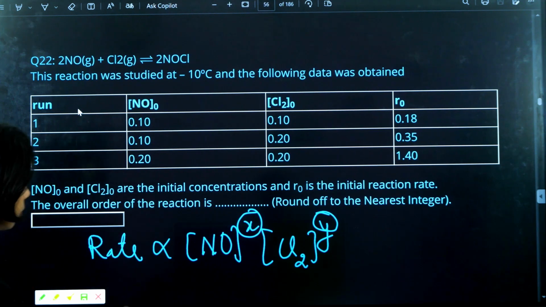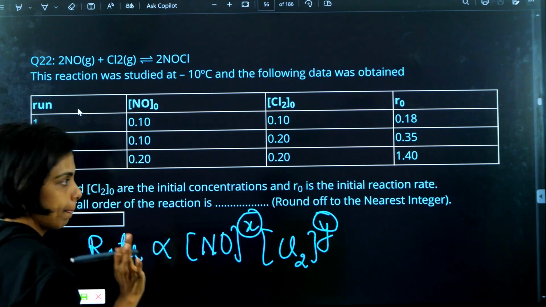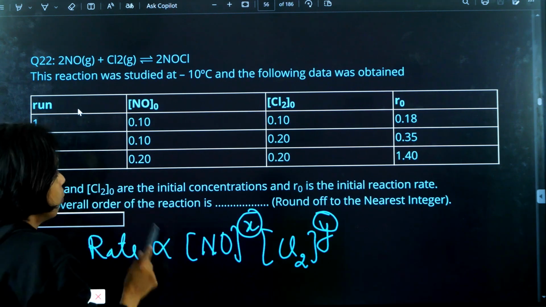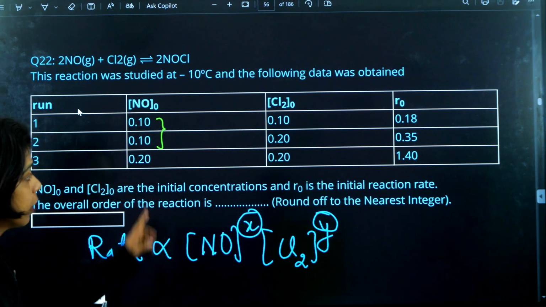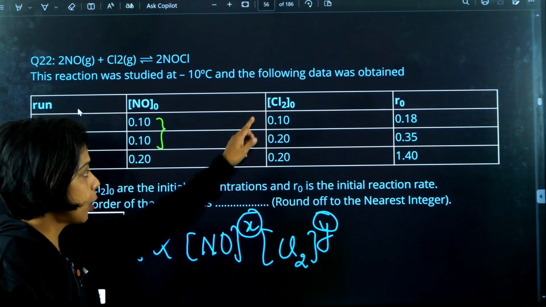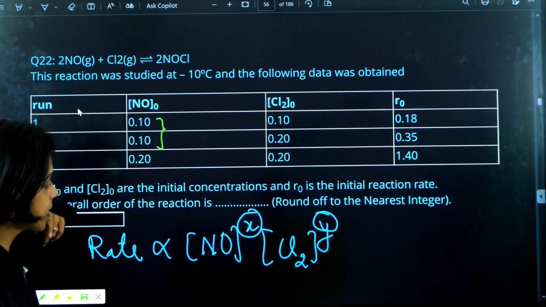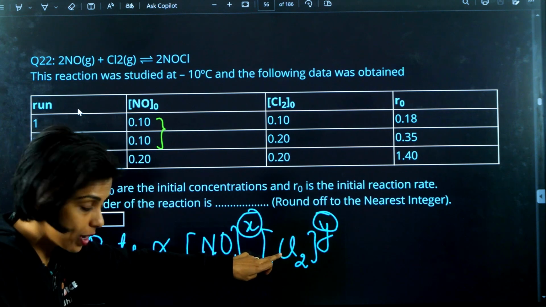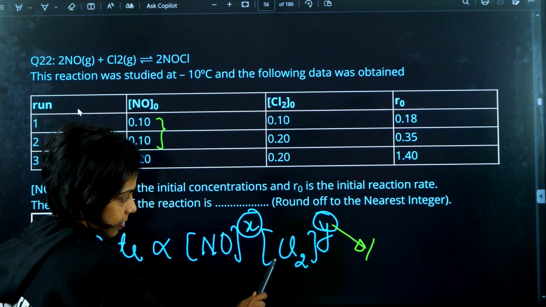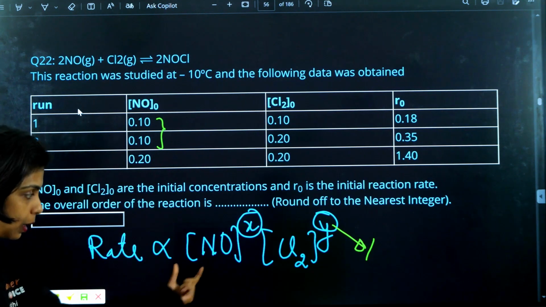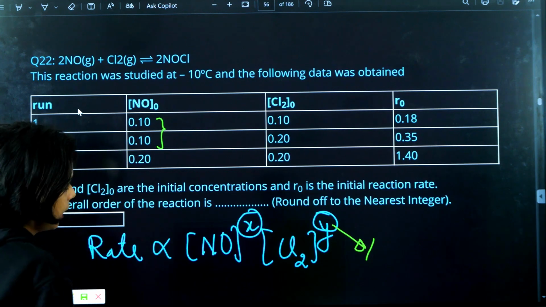Okay, so initially NO was 0.1, Cl2 0.1, rate was 0.18. Perfect. Now, when the concentration of NO is kept the same and the concentration of Cl2 is doubled, 0.1 to 0.2, you can see the rate also becomes double. On changing the concentration of Cl2, I am making it twice, that means the rate is also becoming double. That means this power should be 1. If it is X, it is X. If it is 2X, it becomes 2X. Keeping this constant, of course. Now, let's move ahead.